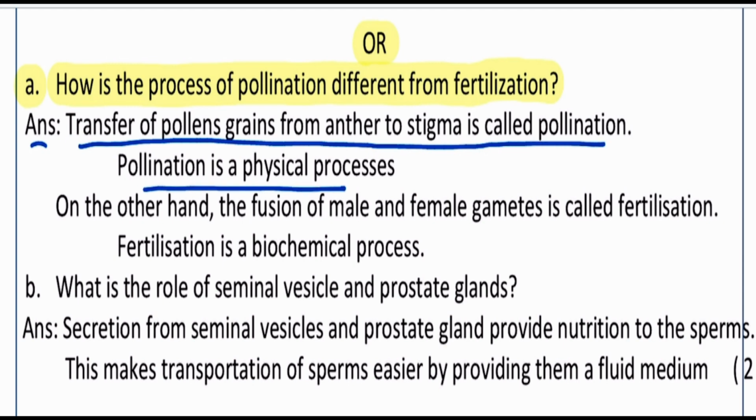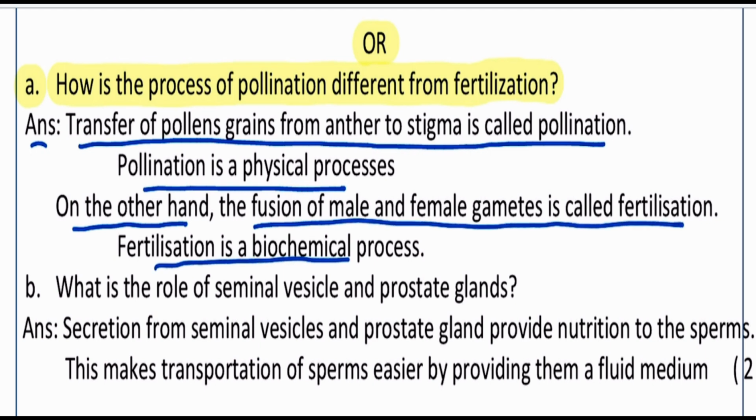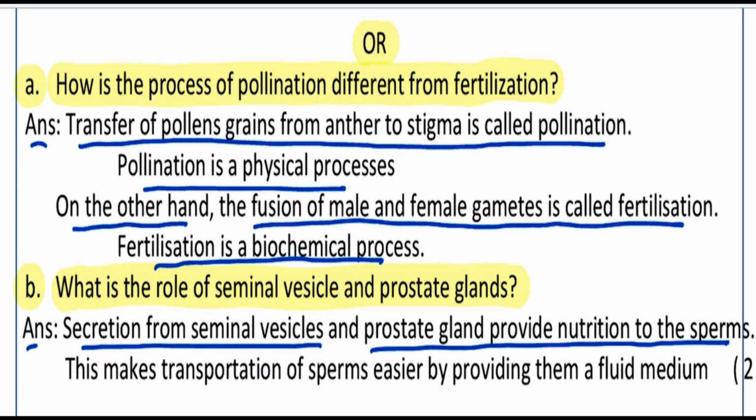Pollination is a physical process. On the other hand, fusion of male and female gametes is called fertilization. Fertilization is a biochemical process. You can make 2 columns about pollination and fertilization and present it cleanly. Then you can get full marks. Next, B question. What is the role of seminal vesicles and prostate glands? Answer. Secretion from seminal vesicles and prostate glands provides nutrition to the sperms. This makes transportation of sperms easier by providing them a fluid medium.